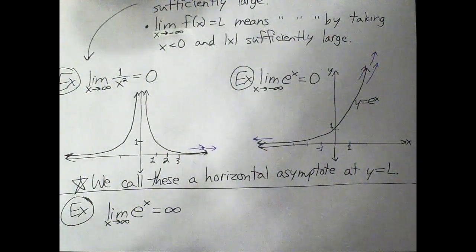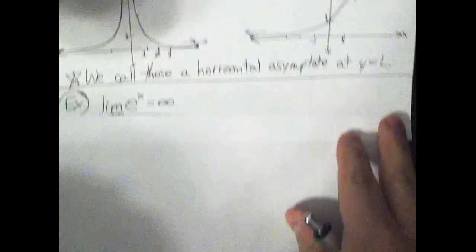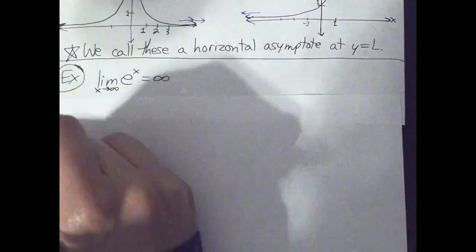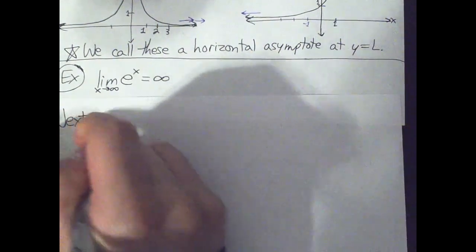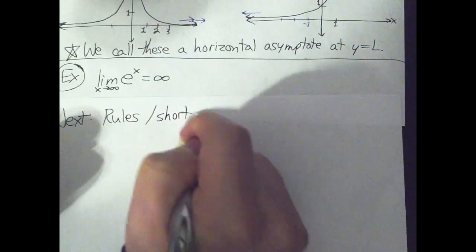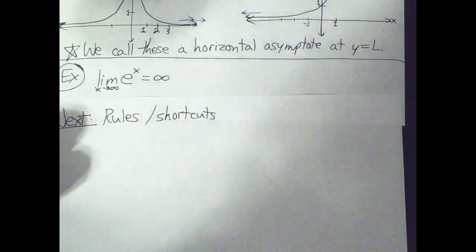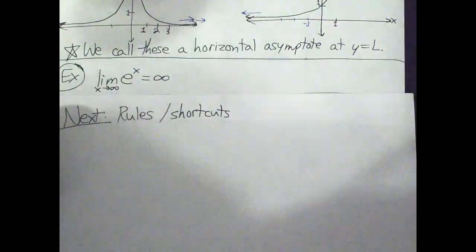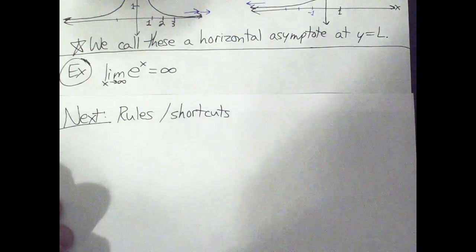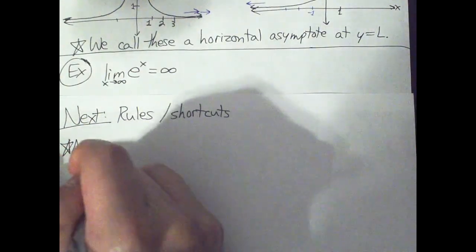So we've had a bunch of definitions, and what we'd like to do next is have some more rules and shortcuts for evaluating these types of limits. It would be especially nice if we could evaluate these sorts of limits without having to draw them every time. And I'm going to start by telling you a useful fact.